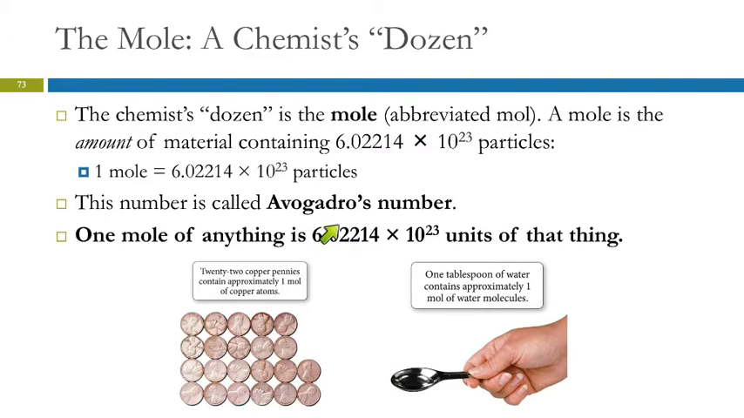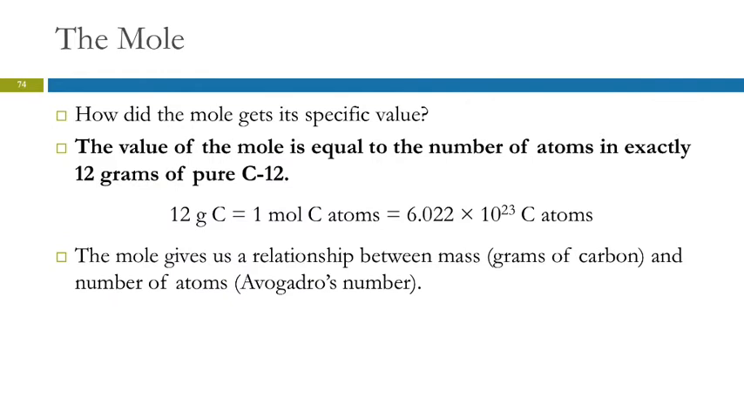Is this number exact? No, it's not exact. We know it to more decimal places than that, but for our purposes, we don't need more than really 4 significant figures. How did we get that number?